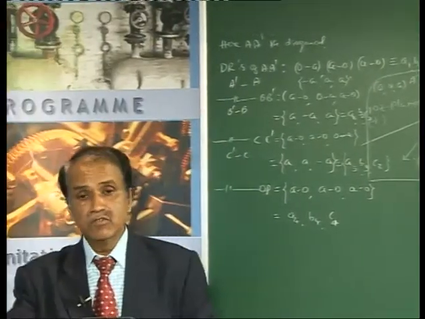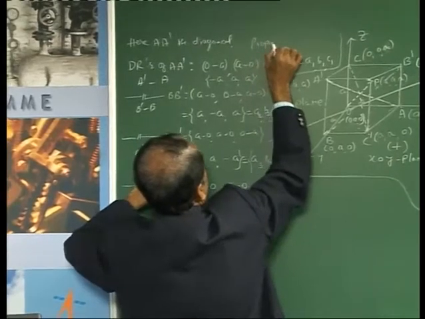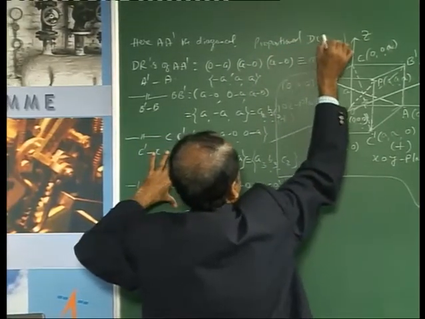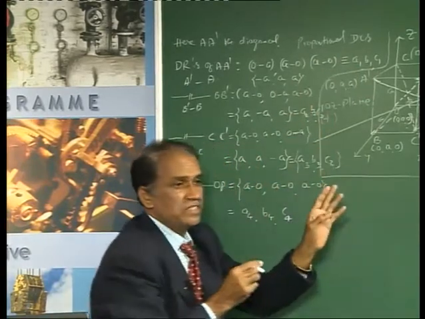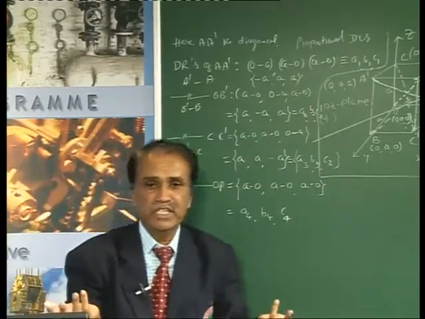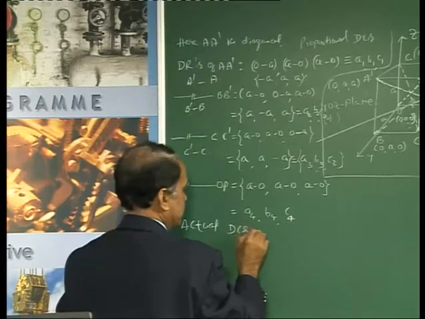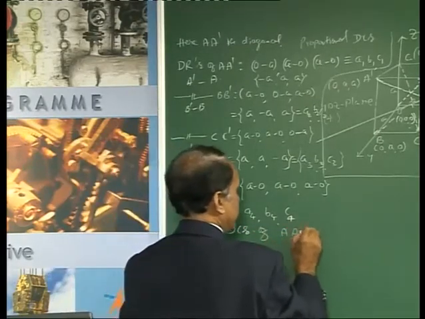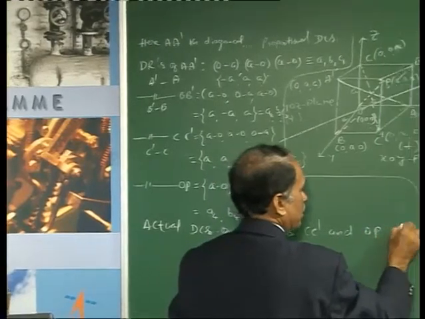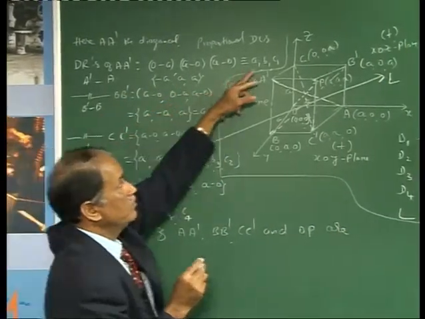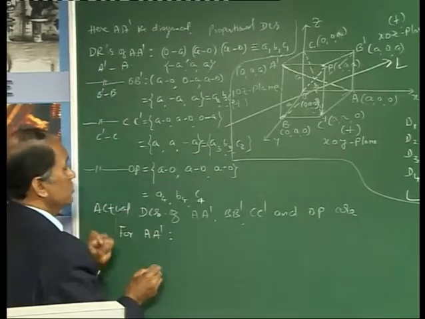Once you start representing the direction ratios, you have to convert them to direction cosines. These are called proportional DCs. As I told you in one of the previous classes, these are called proportional DCs. Proportional DCs means they are also numerical values representing the positive direction of the lines. That's all. Now, the actual direction cosines of A dash, B dash, C dash, and OP are, for the first set of values, for example A1, B1, C1, for A dash we have the actual DCs.